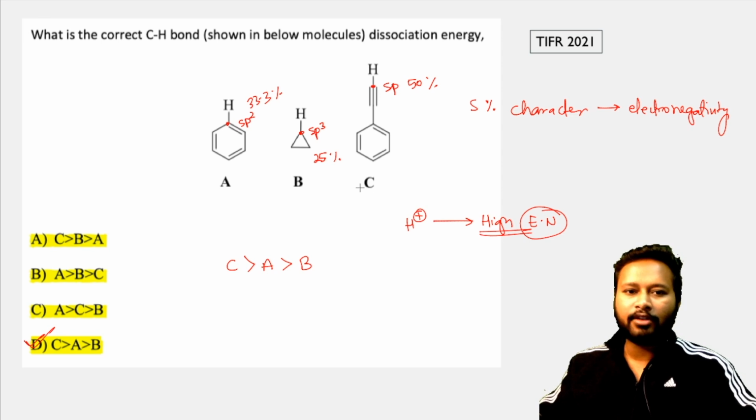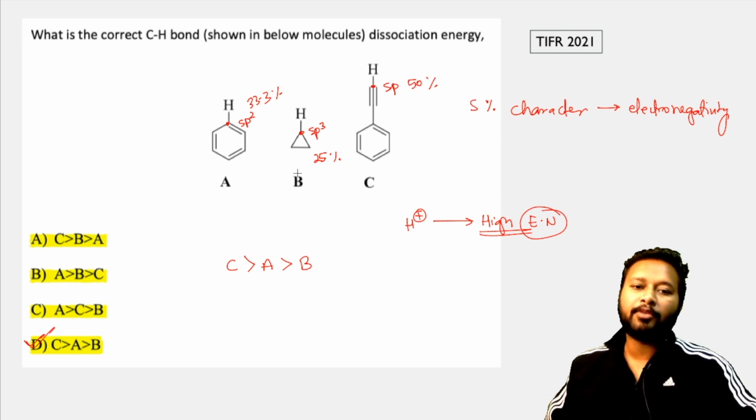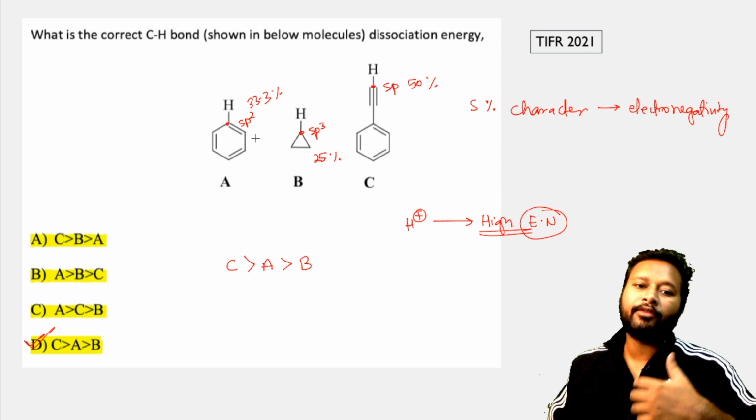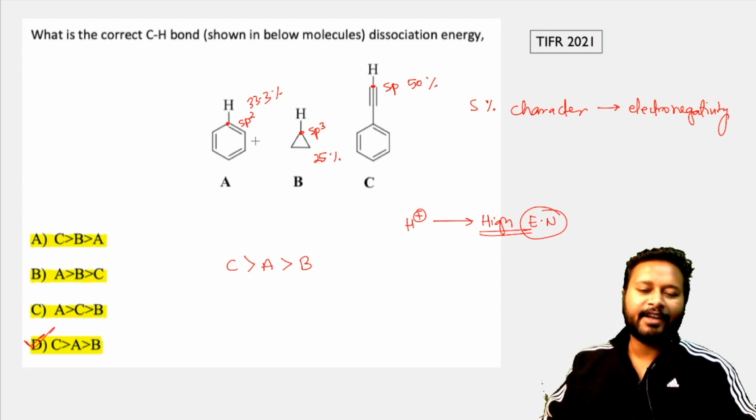There are other ways in which you can understand this whole thing, based upon the shape of the orbital. The shape will be linear over here, tetrahedral here, and trigonal planar over here. The amount of electron cloud in a particular direction will be different. That's a different perspective of understanding, but I hope you understood this, right? Alright, so let's take the next question now.